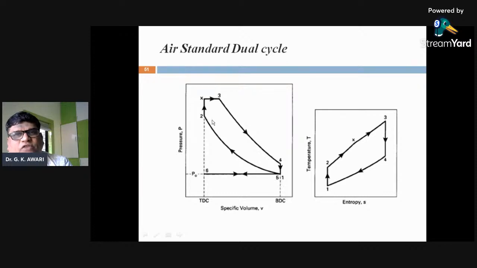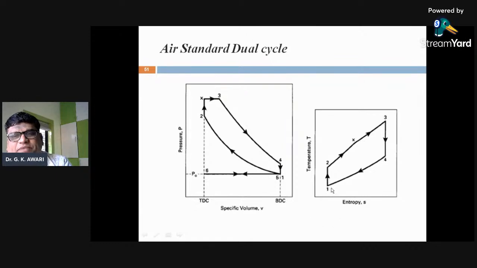Dual fuel means, in case of the Otto cycle, the constant volume heat addition is there. In case of the diesel cycle, the constant pressure heat addition is there. Now, in case of the dual fuel cycle, the heat addition takes place both at constant volume and at constant pressure, which means 2 to x and x to 3, so 2 to 3 is nothing but the heat addition. 3 to 4 is the expansion stroke, wherein again the adiabatic expansion takes place, and 4 to 1 is nothing but the exhaust stroke.